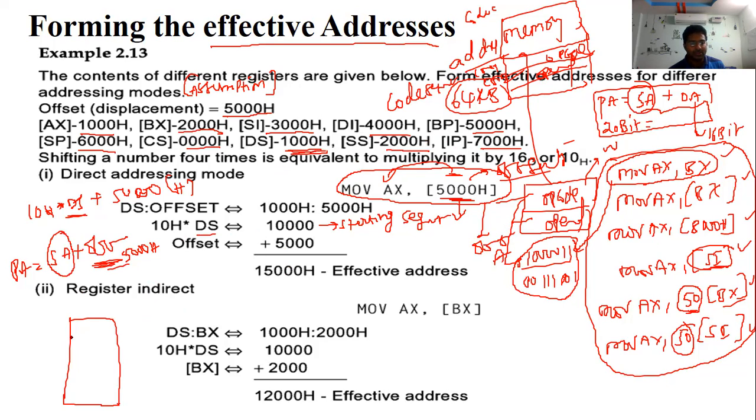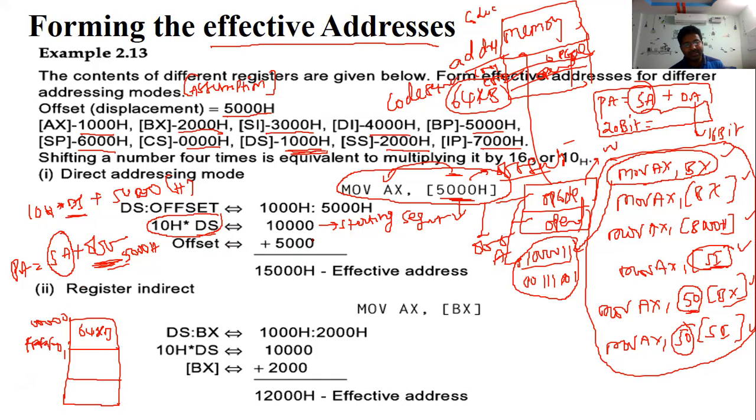See this, this is the starting address 00000, and each segment is 64 KB, ending at FFFF. Here DS, 10H, DS will represent the segment address, and this is the offset address.